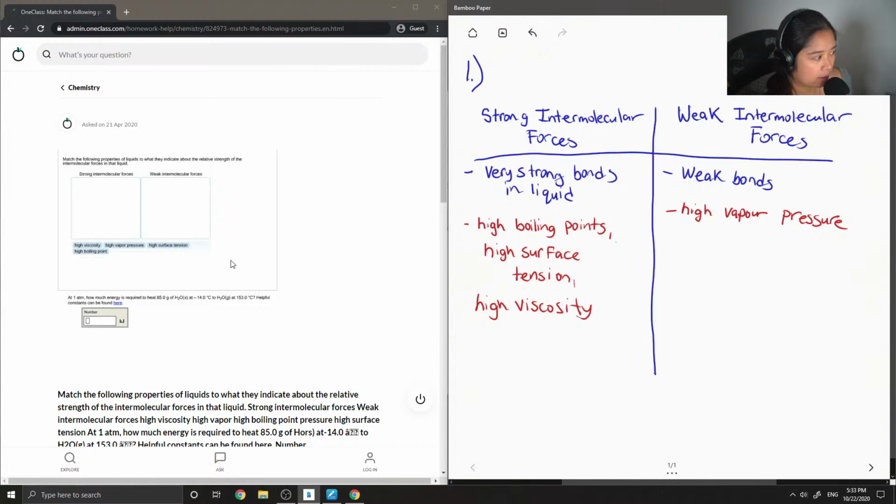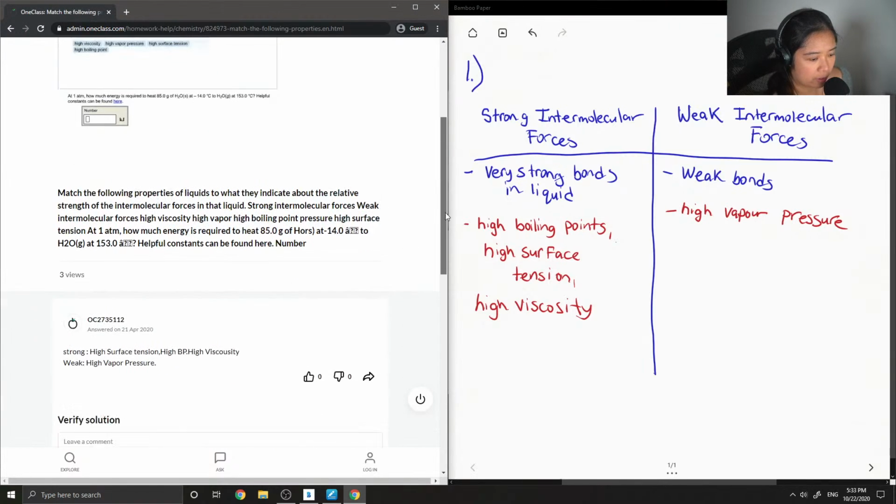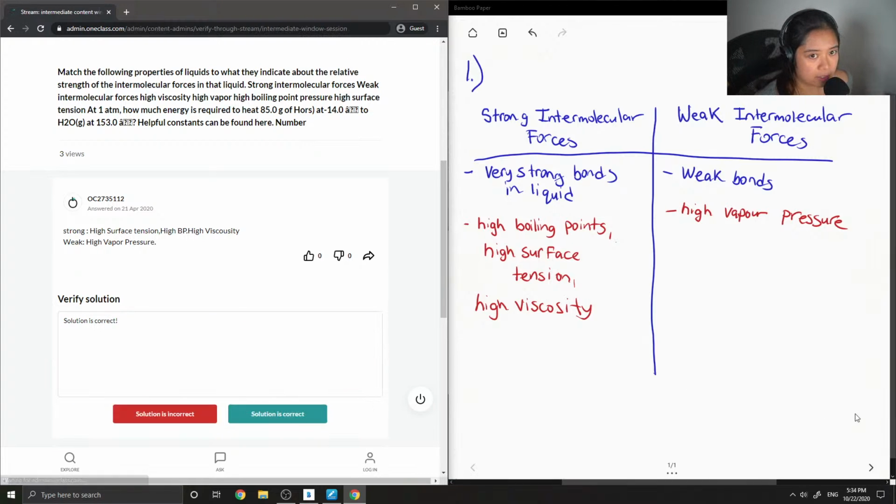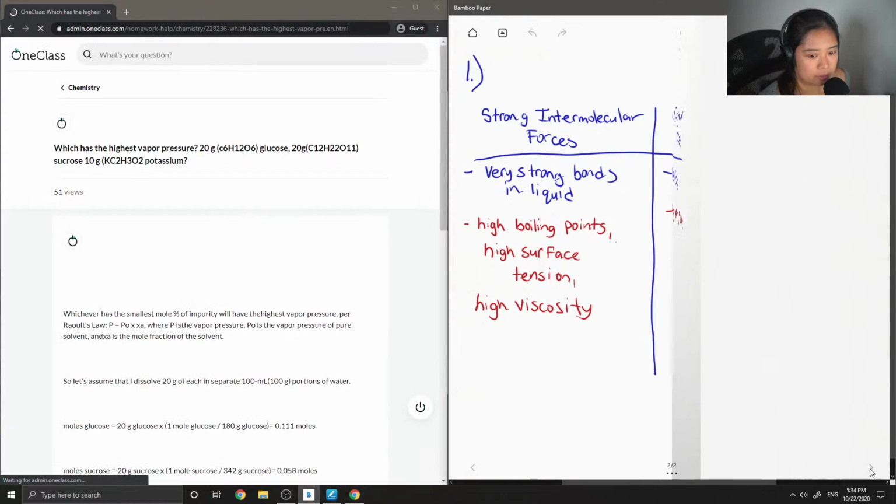Okay, so let's check out the answers from our junior tutor. Strong, high surface tension, high boiling point, and high viscosity. Weak, high vapor pressure. So this solution is correct. Okay, so let's move on to question number 2.